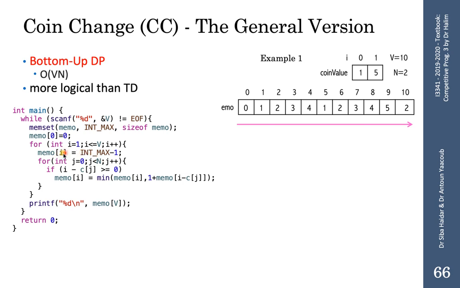So INT_MAX - 1, and we do the loop, and inside the loop every time I can subtract the coin value c[j] for j equal 0 to n. If i minus c[j] is greater than 0, then memo[i] is the minimum between memo[i] and 1 plus memo[i minus c[j]]. Okay? And else it will remain the same.